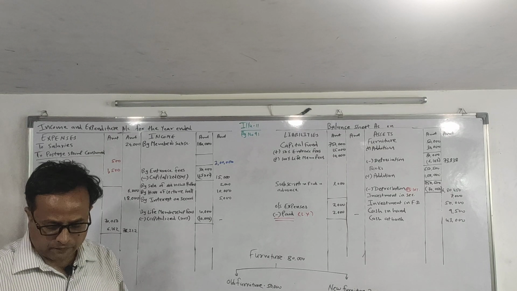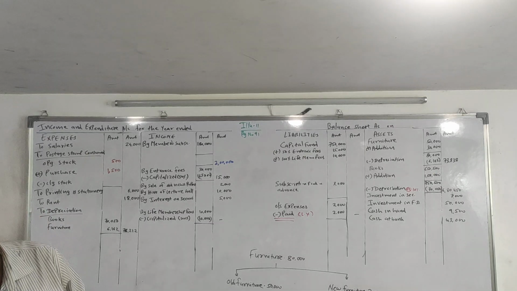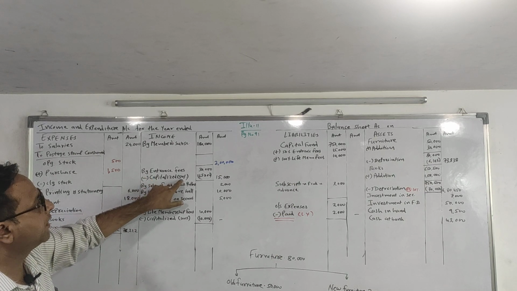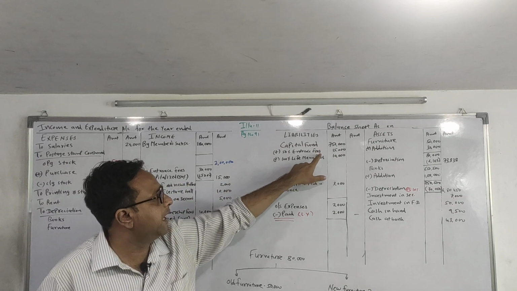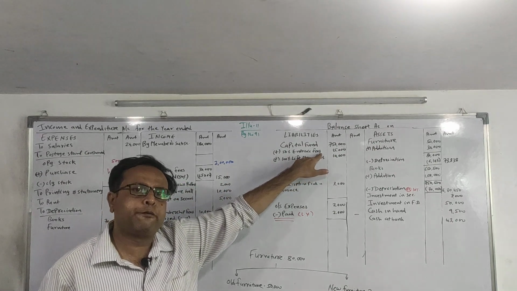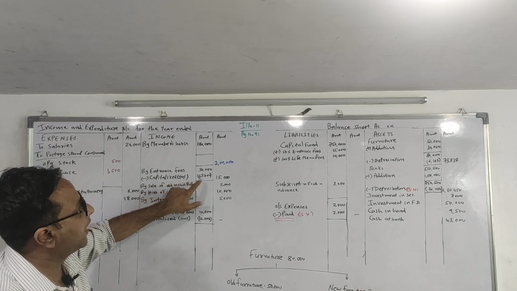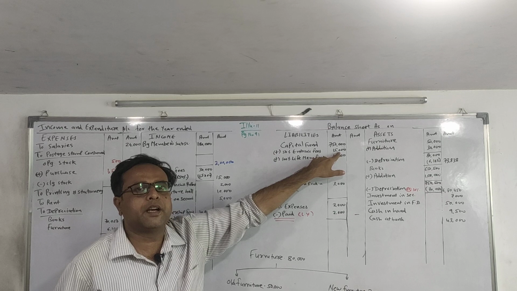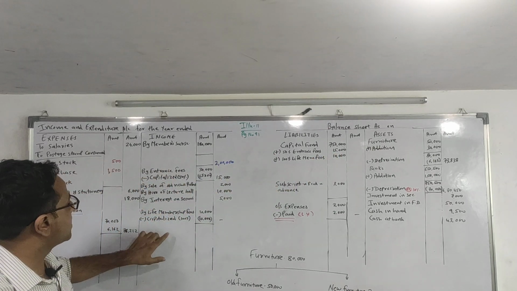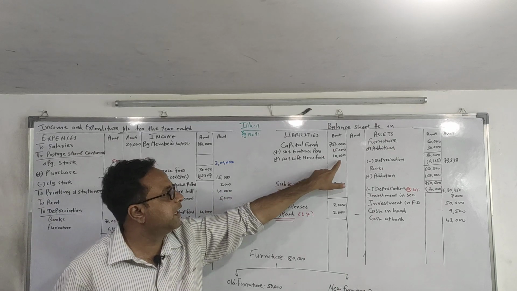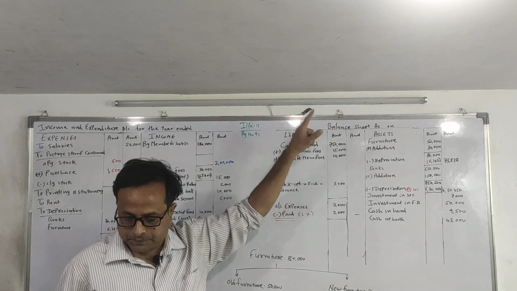Now 50% of entrance fees and the whole amount of life membership fees should be capitalized. So let's capitalize 50%. Second effect will add to the capital fund. Do remember what we are capitalizing, that only we will add to the capital fund. And the life membership fees 100% is capitalized, so less 10,000, and second effect capital fund.